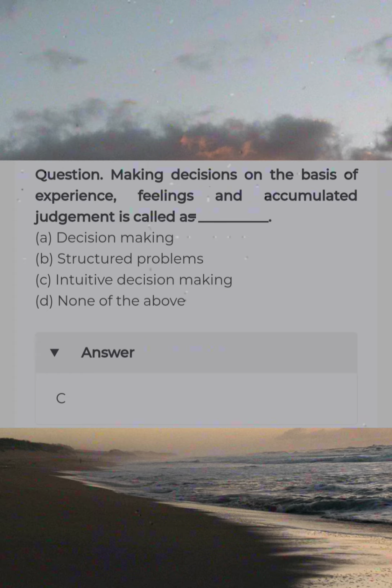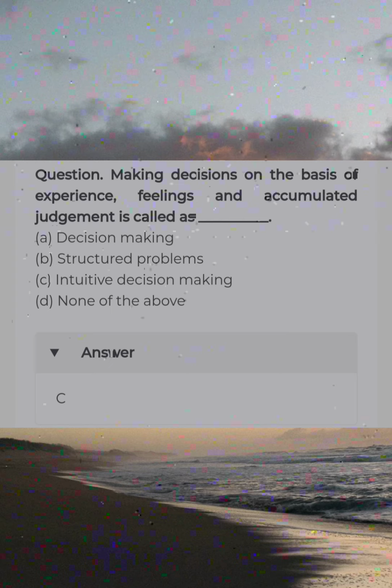Plans can be implemented after the dash. Answer A, selecting an alternative. Name the function of management which involves setting objectives and developing appropriate courses of action to achieve these objectives. Answer C, planning. Name the type of budget which is prepared to determine the net cash position. Answer C, cash budget.